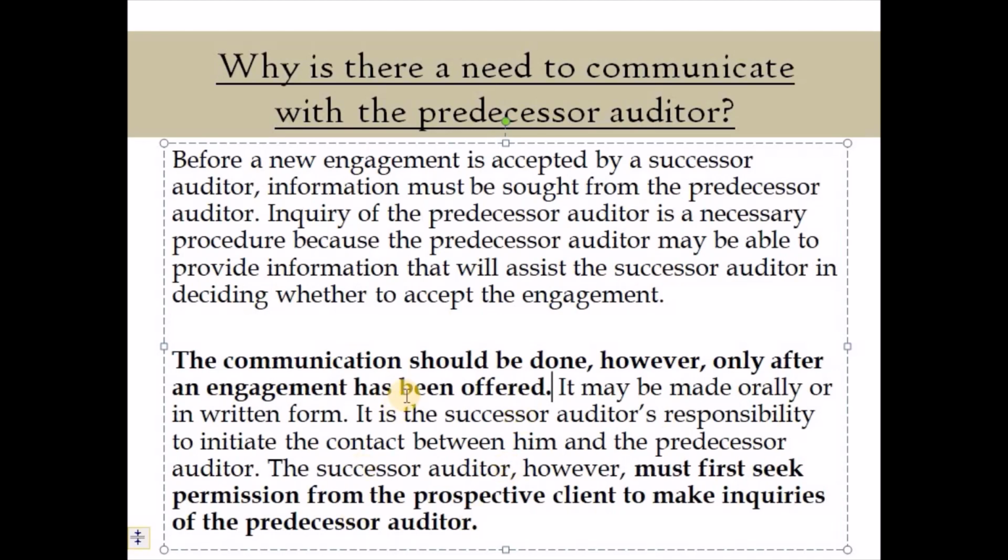It is the successor auditor's responsibility to initiate the contact between him and the predecessor auditor. The successor auditor, however, must seek first the permission of the prospective client to make inquiries of the predecessor auditor. Kay kung dili siya musugot, so if a prospective client refuses to permit the predecessor auditor to respond or limits the response, the successor auditor should determine the reasons thereof and consider the implications of that refusal in deciding whether to accept the engagement or not.